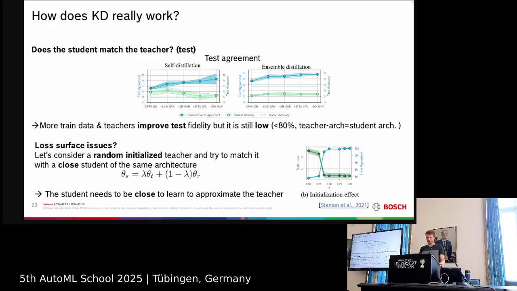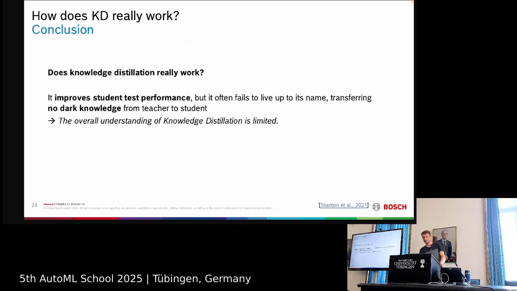And this was the state in 2021. So what they claimed in the end, does knowledge distillation really work? We know from countless benchmarks in the past that it does improve the performance, but here they claim that it fails to live up to its name. So the student doesn't really replicate the teacher. So now there's the big question of why does it work then? Why does it improve the performance?